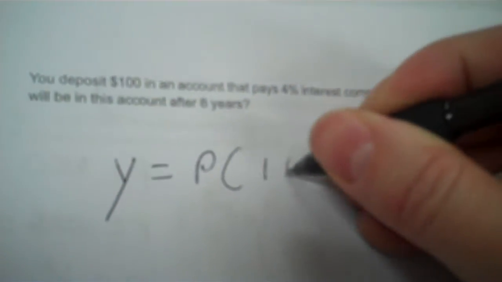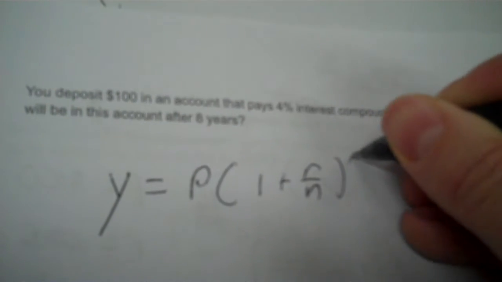Okay, I'll do 2 more. You deposit $100 in an account that pays 4% interest compounded quarterly. Find how much will be in this account after 8 years. So P is going to be our deposit. It says what all these stand for. That's 100.